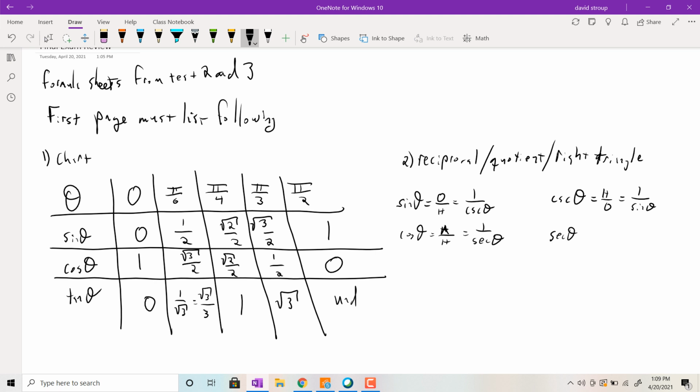Then secant theta is of course hypotenuse over adjacent, which will be 1 over cosine. What else? We got the tan theta. Tan theta is opposite over adjacent, which is the same as 1 over cotan. But we also have the quotient identity for tangent, which is sine theta over cosine theta. Cotan theta then is just take the reciprocals of all that: adjacent over opposite, 1 over tan, and then cosine over sine.